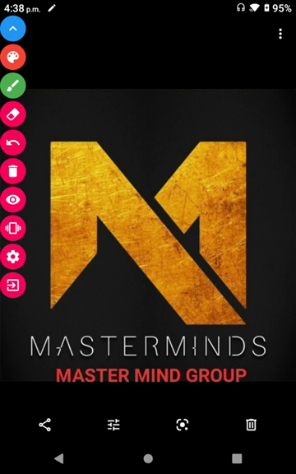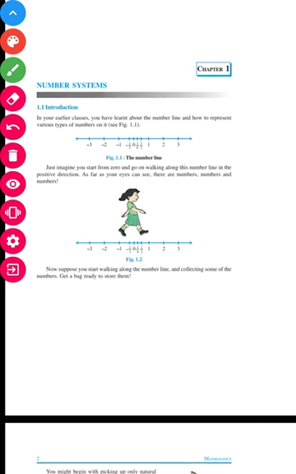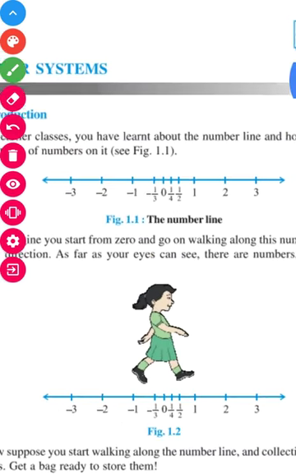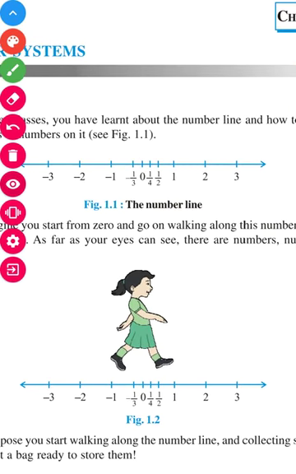Mastermind presents. Today we are going to start our new chapter, the number system of class 9, and here is its introduction. This is the line that we all have seen in our junior classes. Let's see them in depth.